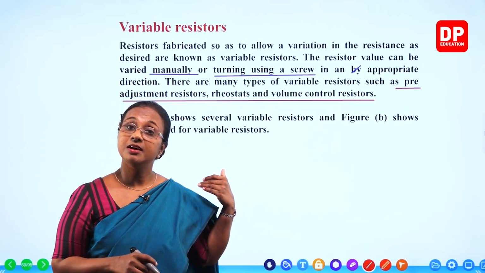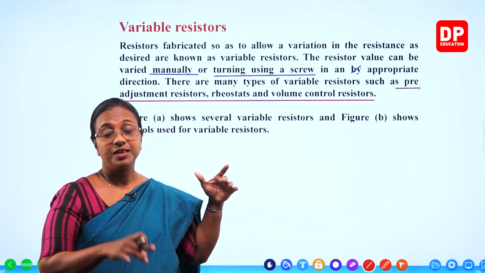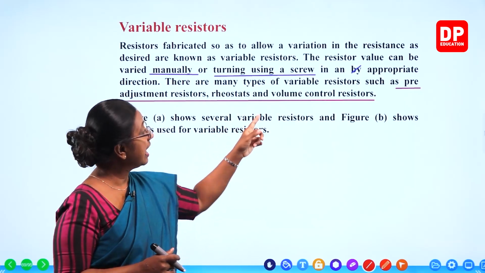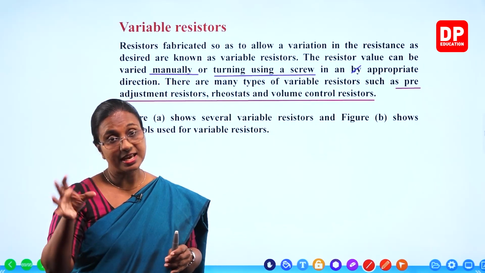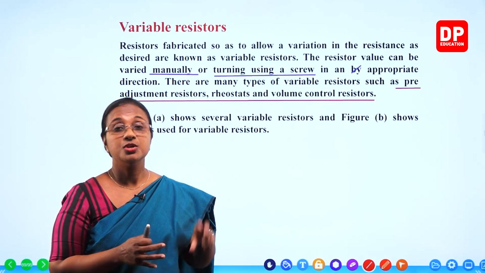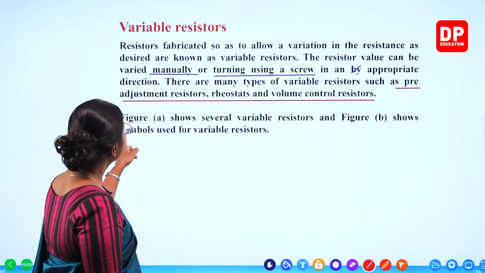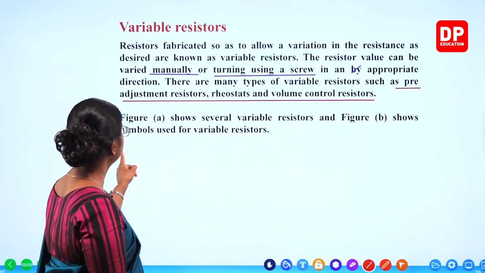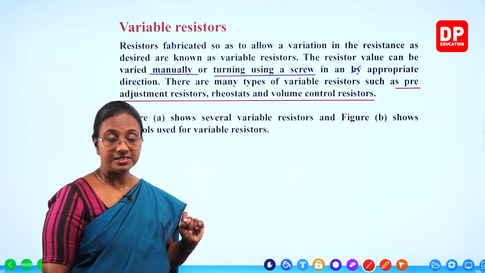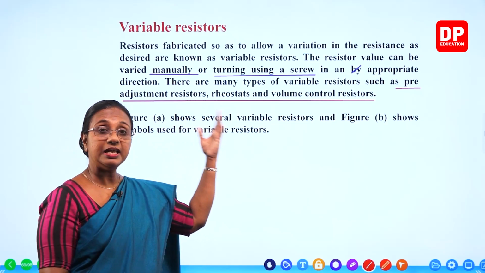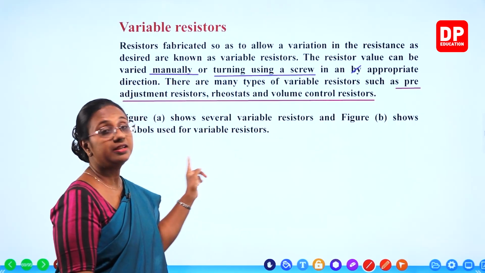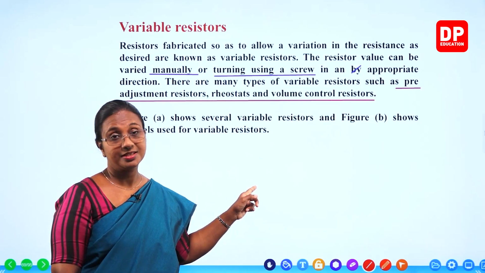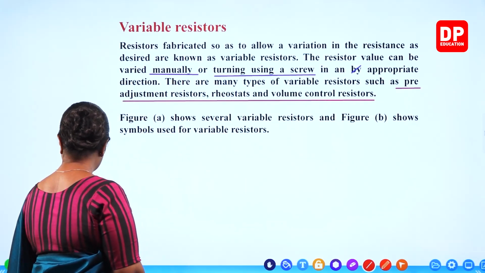Then rheostat, what we used in the activity, the instrument where you change the resistor, rheostat. And volume control resistors like the volume control knobs. So three types. Figure A shows several variable resistors and figure B shows symbols used for variable resistors. So I have given figure A in the next slide and I will write and show you all the symbols for the variable resistor. So we'll move on to the next slide.